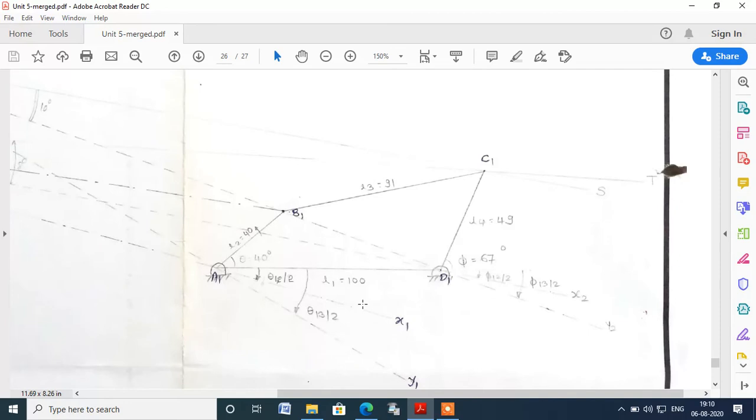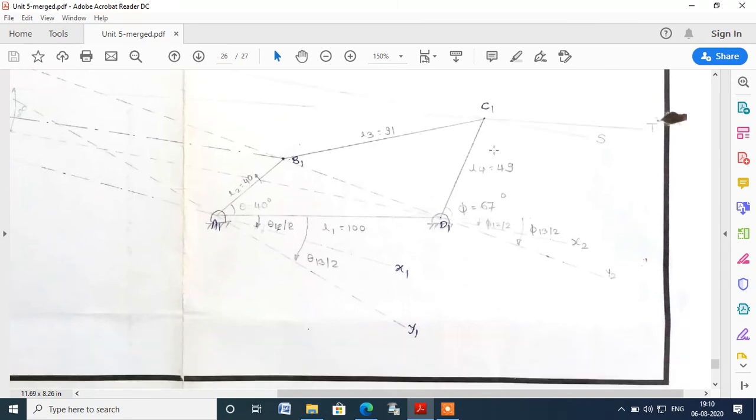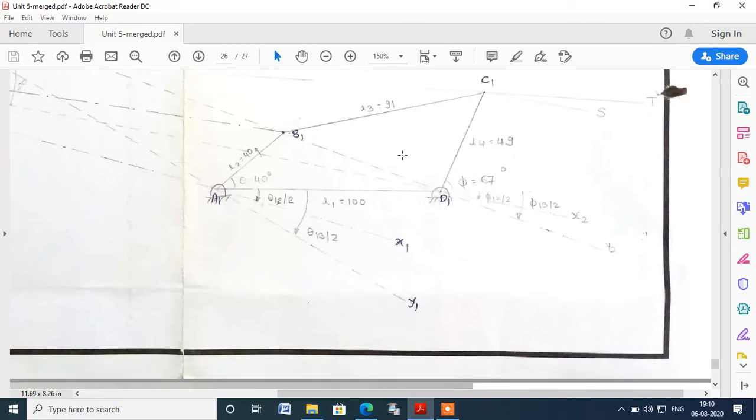Now this completes the synthesis. Here measure the length L3, that is B1C1, it is 91 mm, and then measure the length L4, C1 D1, that is 49 mm. So we got the answers L1, L2, L3 and L4. You can also measure the output angle phi. In my case it is coming 67 degrees. Just measure it and you will get the answer.